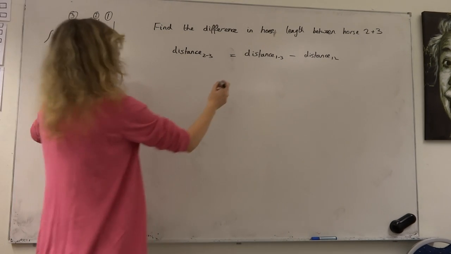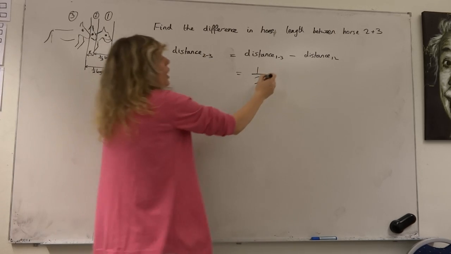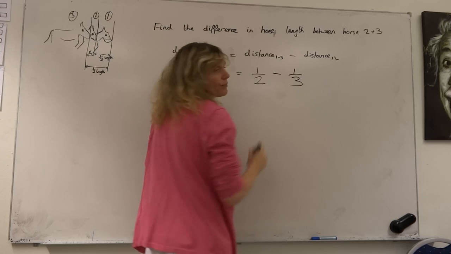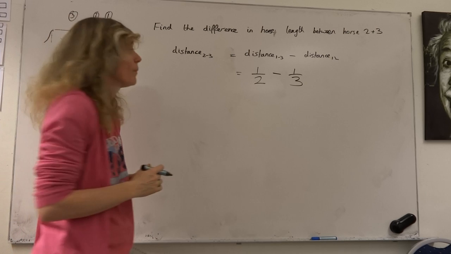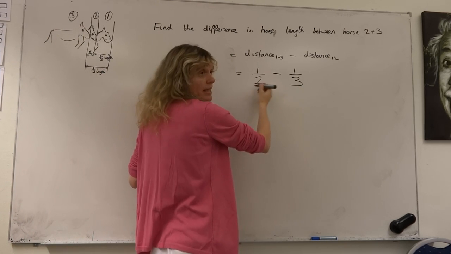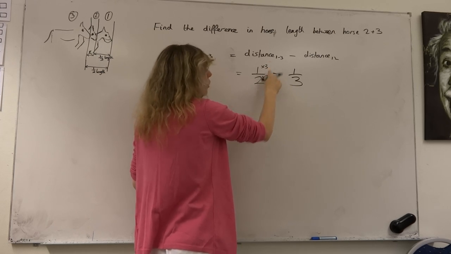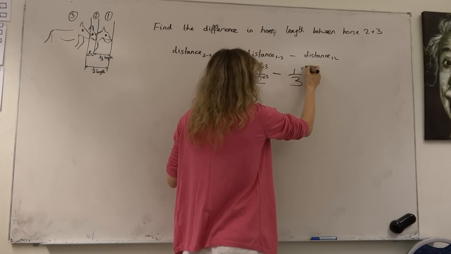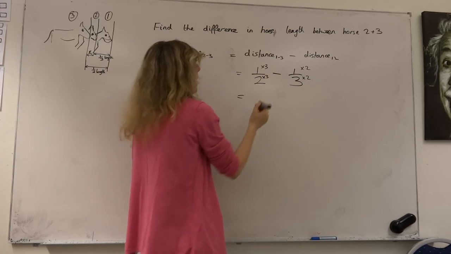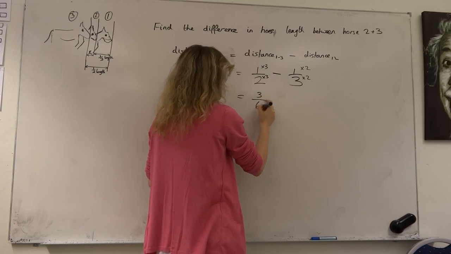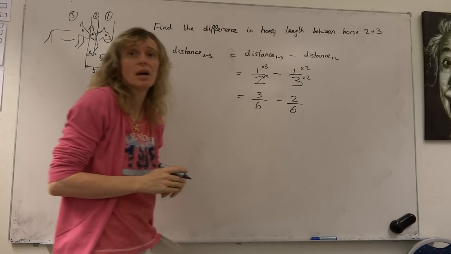So we want the long distance, which is our half, and we need to subtract 1/3 of a horse length from that. We can't subtract fractions because they have different denominators at the moment. So we have to change these into 6ths. We cross multiply the 3 over here, and we cross multiply the 2 over here. Why do we do that? Because it gives us everything in 6ths then. We get 3/6 on this side, and we get 2/6 on this side.